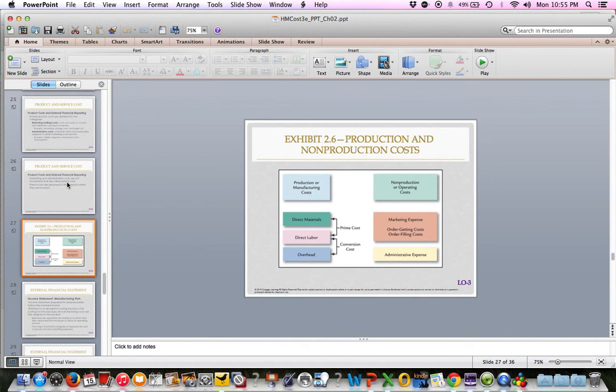So production and non-production costs. On the left-hand side, the column says production manufacturing costs are your direct material, your direct labor, and your overhead. Everything relating directly to manufacturing my product. The non-production or operating costs is everything else, marketing and administrative expenses. And remember that a prime cost is direct material plus direct labor, and a conversion cost is direct labor plus overhead.